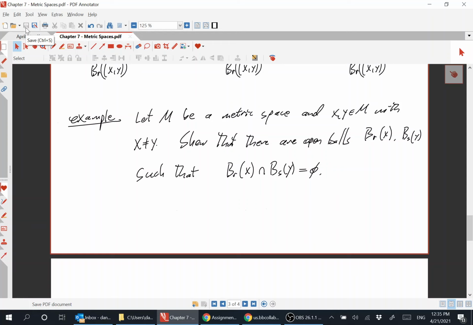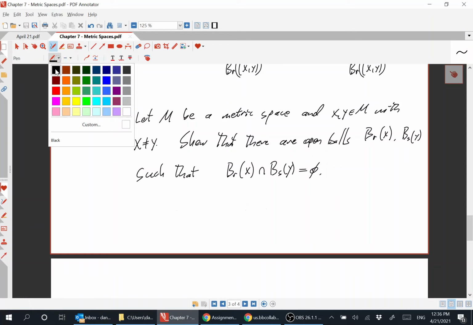There's only one number we know that we're working with at this point, and it's not R and it's not S because we haven't defined those yet. There's only one number in this example that's a known fixed quantity. And that number is the distance from X to Y. So here it goes.